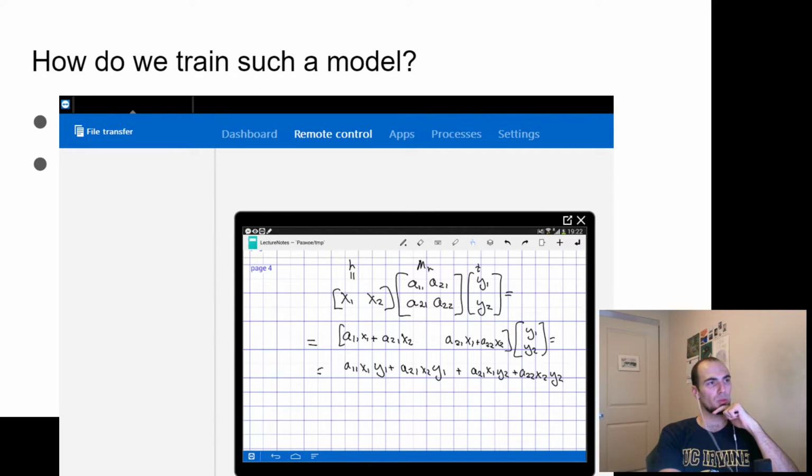And now the question is, how do we train such a model? There are two main ways: SGD, which is stochastic gradient descent, or tensor decomposition. Today we're going to focus on stochastic gradient descent, and the reason is that it is a more universal approach. Tensor decomposition methods were developed specifically for this Rescal model. While they are faster, they're also more specific and not as easy to code, etc.